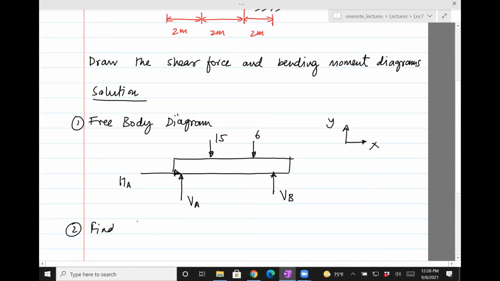The second step is to find the reaction forces, which in this case are 3 of them, HA, VA, and VB.